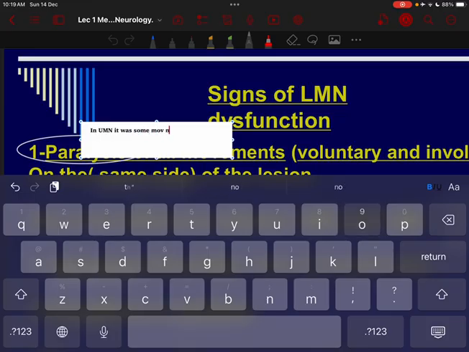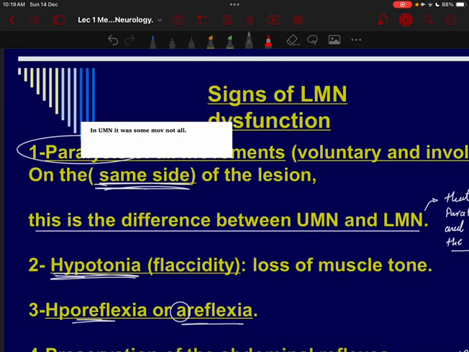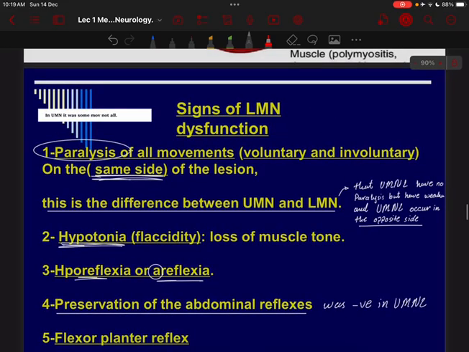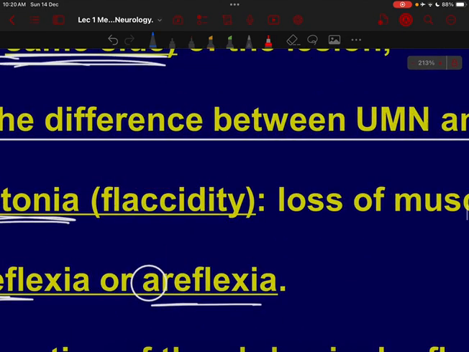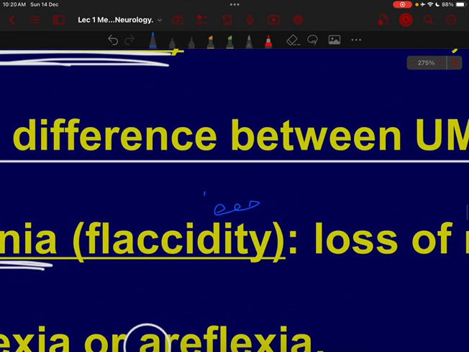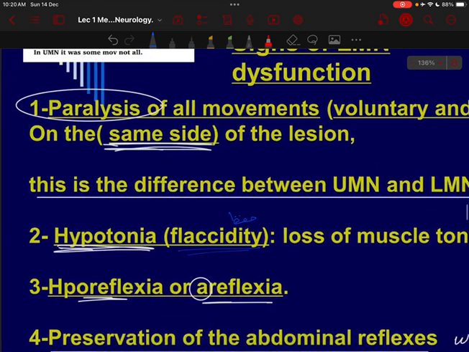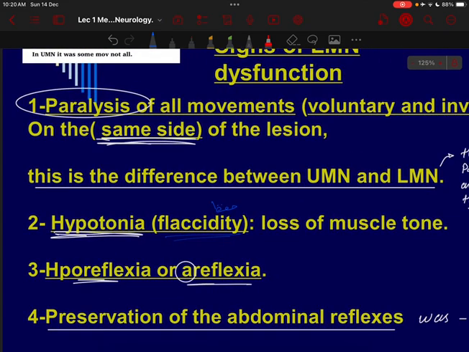Number 2, the tone is low, hypotonia. يسميه flaccidity. هذا الترم حفظوه رجاء، called flaccidity. بينما بالupper motor neuron هو spasticity. هنا بالlower motor neuron flaccidity, flaccid. The reflexes are hyporeflexia or areflexia. ما في reflexes. هذا فرق ثاني.